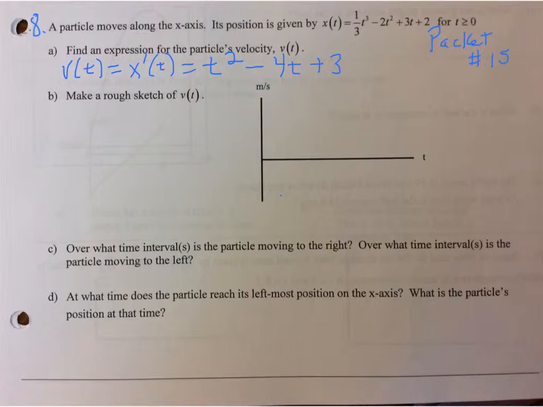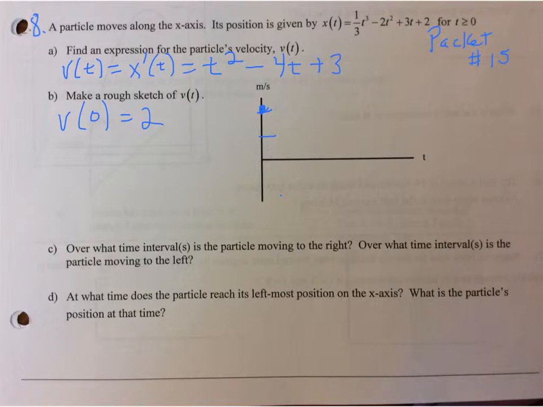Now we want a quick rough sketch of v of t. Well, it's t squared, so I know that that's a parabola, but perhaps we can get a little bit of a better sketch. For instance, if I put in v of 0, I get 2. So I know it crosses the y-axis at 2.